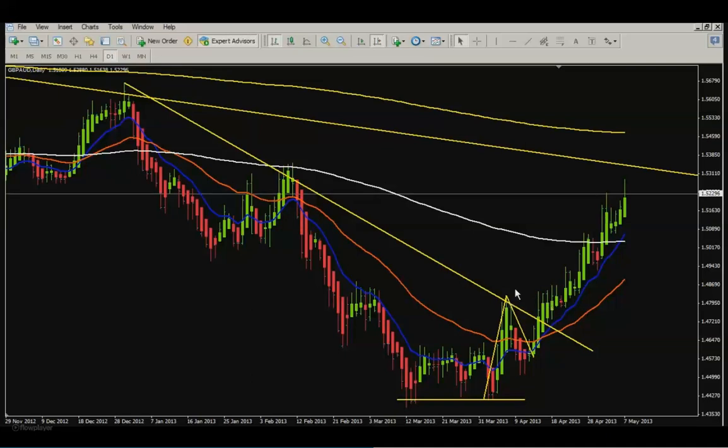Okay, we know where our major resistance is coming from, the weekly chart. This is our trend line, and this is the trend line on the daily chart. And if the price breaks this area on lower time frames, we can look for short or long entries.